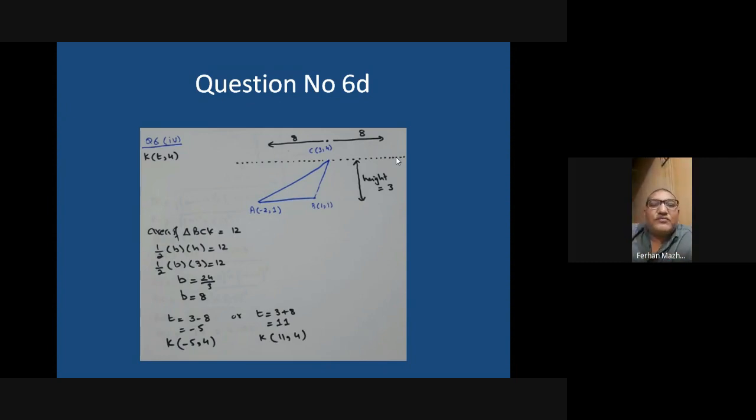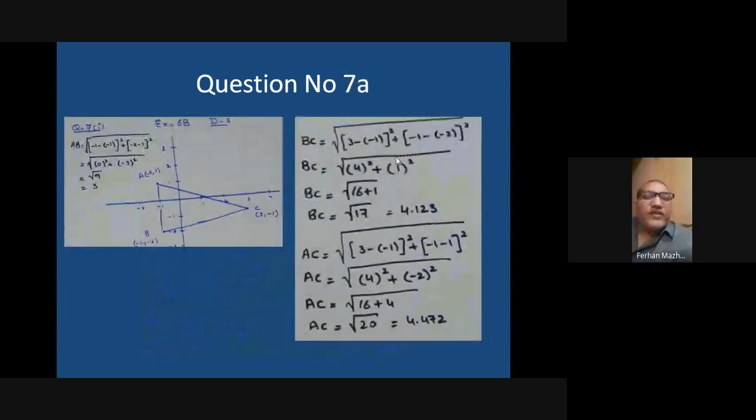Okay, so let's move to the next question. The next question coming up on your screen is question number 7. The diagram shows the triangle ABC with the vertices A point minus 1 comma 1, B point minus 1 comma minus 2, C point 3 comma minus 1. So these are the coordinates of those points. The diagram is given. I have also drawn this, you can see on the screen.